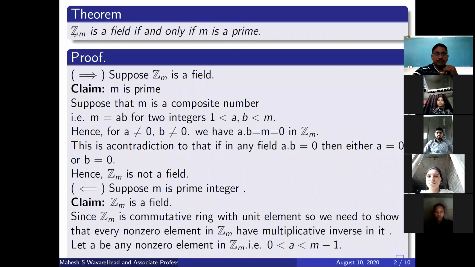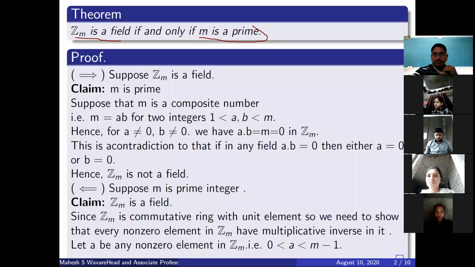What is the result? Zm is a field if and only if m is a prime number. That we have seen in your undergraduate course also. This is an if and only if proof: if m is prime then Zm is a field, and if Zm is a field then m is prime. So this will be the implication part.